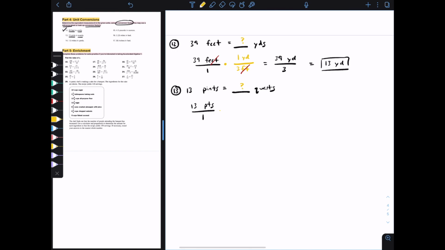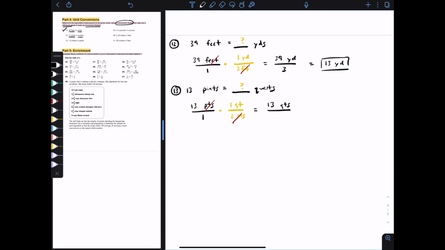And the conversion factor, if you weren't aware, again, you could look this up. There are 2 pints for every quart. And I only really know that because I've worked in an ice cream store and we sell pints and quarts. So we know there are 2 pints for every 1 quart, 1 QT. The pints will cross cancel, and we will have 13 times 1 on top is 13 quarts.